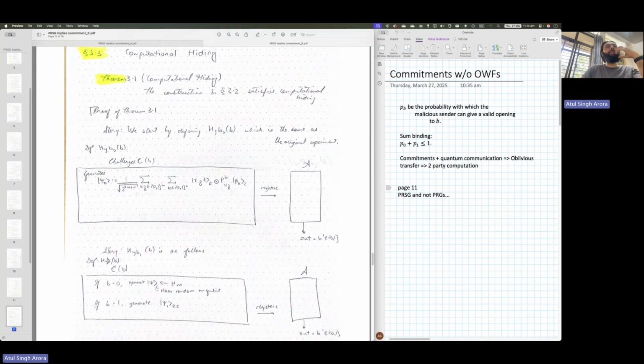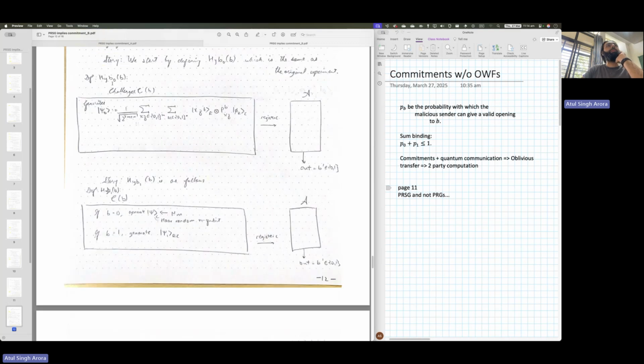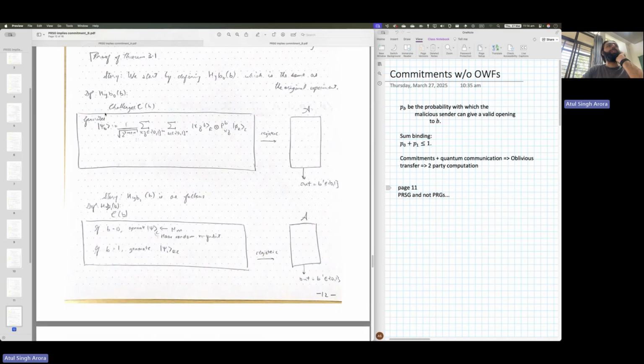So for computational hiding, we have the following theorem. We show that the construction satisfies computational hiding. The way it works is as follows. We start by defining hybrid zero, which is the same as the original experiment. The challenger gets input B to commit. It generates the state psi sub B exactly as we saw in the original scheme, sends register C, and the adversary has to output B prime, right? So this was exactly the hiding property that we wanted.